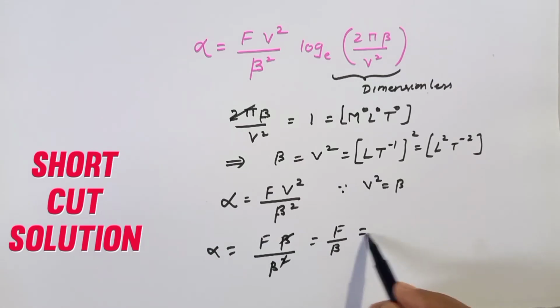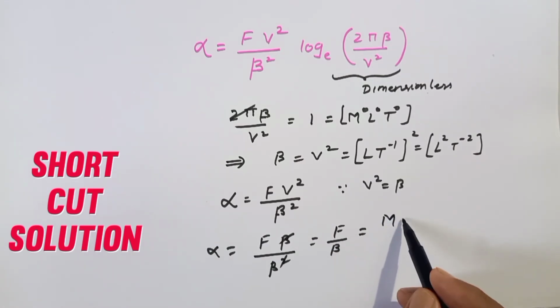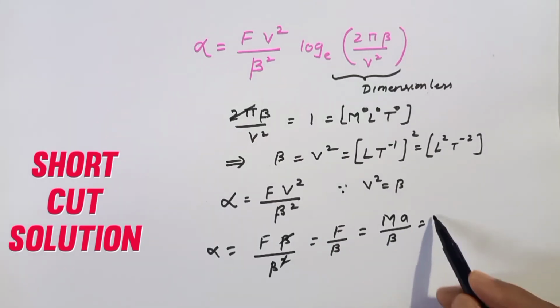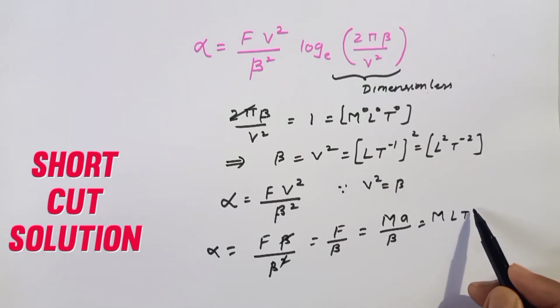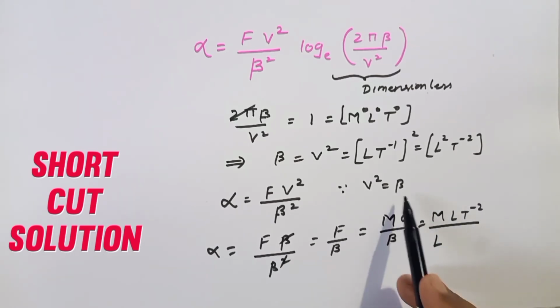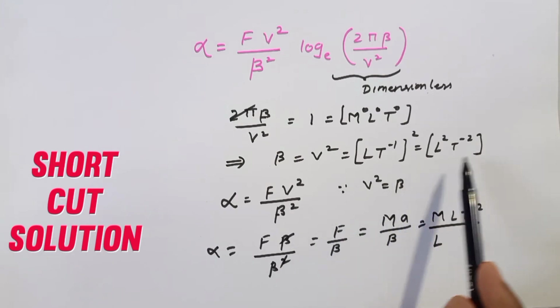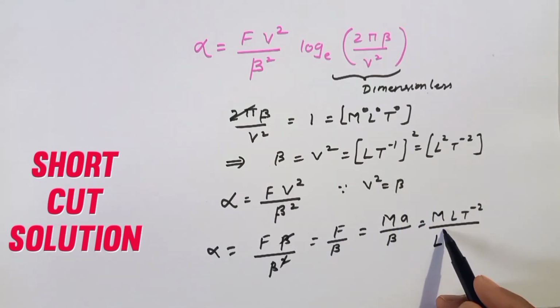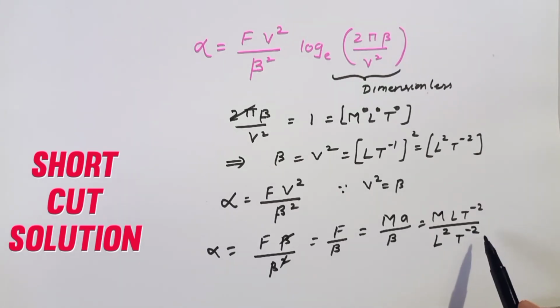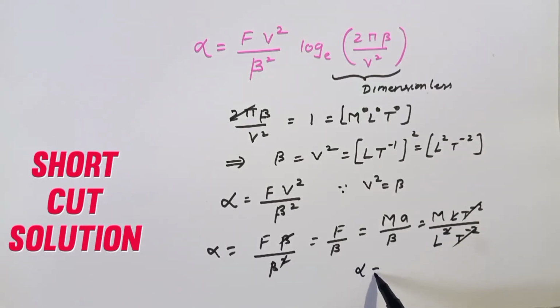You know force is nothing but mass into acceleration. So mass into acceleration by beta. Therefore mass means M, acceleration means L T power minus 2. The value of beta is nothing but L square T power minus 2, which is written in the above step here. So T power minus 2 gets cancelled here, and L square gets cancelled here. So M L power minus 1 is your answer.